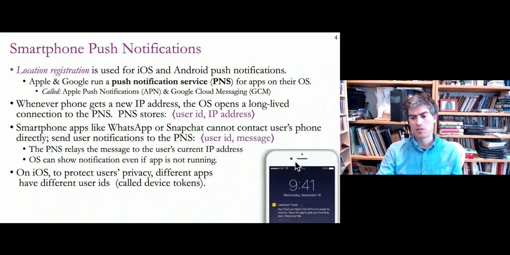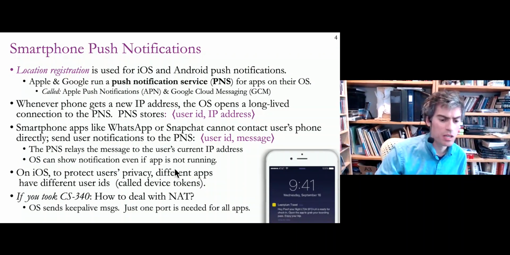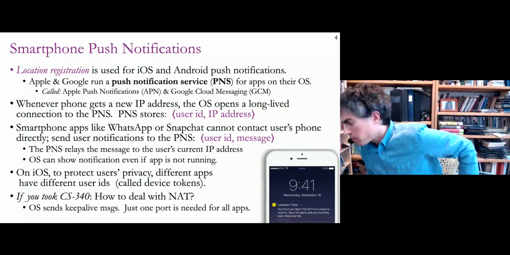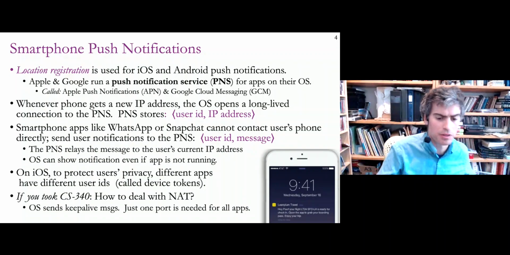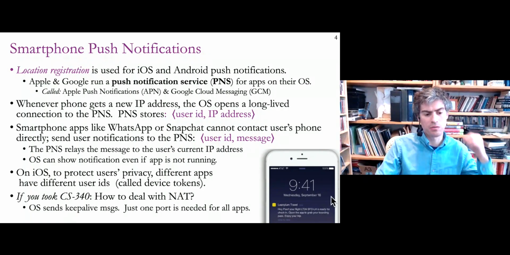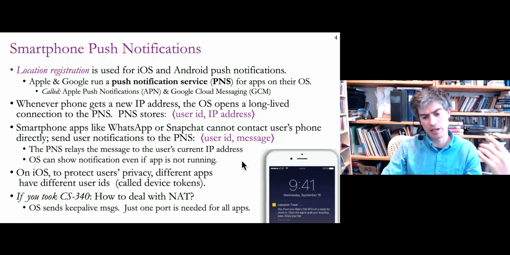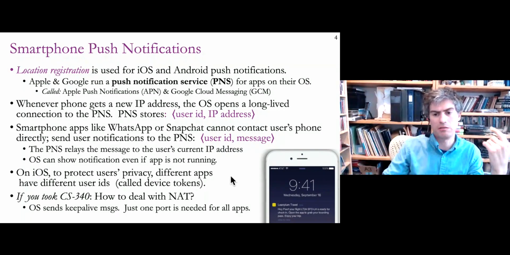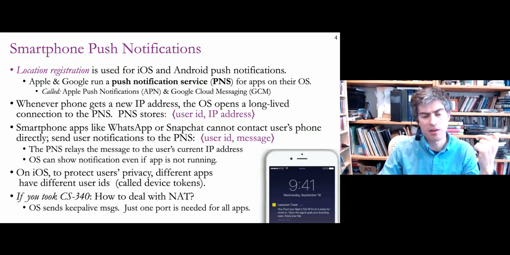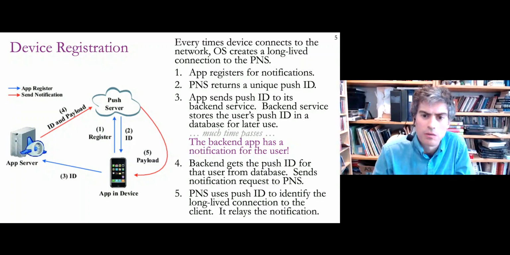And these phones have one persistent connection to either one of these services to make that delivery possible. If you took CS340, there's a little detail, though it's really not worth getting into: if you have a private IP address and you're behind a NAT, your phone will keep a persistent connection to one of these servers by sending messages periodically, and that allows the messages to come back in the reverse direction, even though you have a private IP address. But that's really not too important, and that's a networking detail.